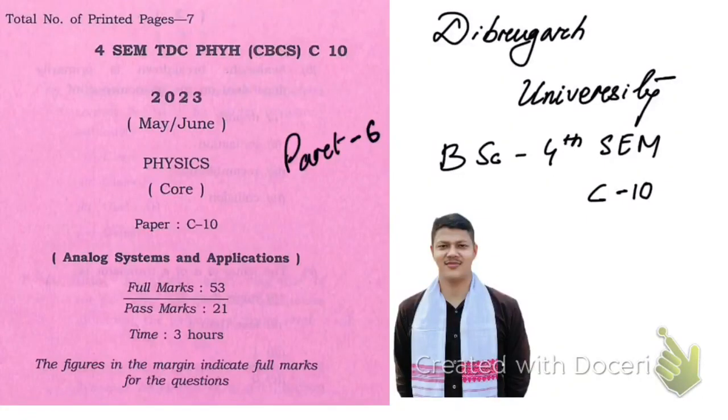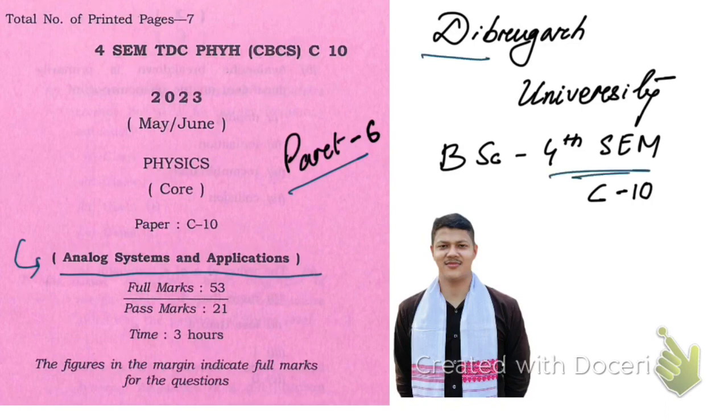Hello friends, welcome to part 6 of Solve Paper Analog Systems and Applications, Dibrugarh University, 4th semester, paper C-10. Okay, so we have already solved up to question number 5, then we can solve question number 6 and 7 here.